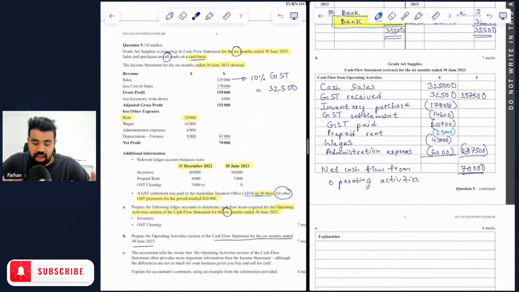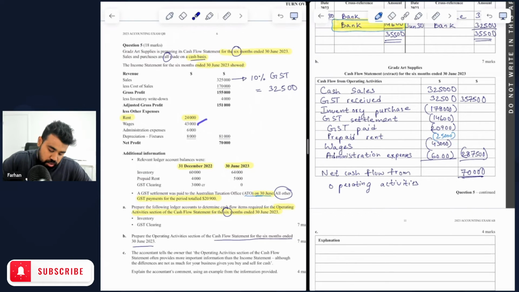Then we have wages, and we have included 43,000 as a negative straight from the expense section of the income statement. This is because we really do not have any accrued wages, so we don't really have to worry about anything. The same thing goes for administration expenses, and that is 6,000 shown as a negative amount. We are not including depreciation because it's a non-cash expense. Depreciation simply refers to the loss in the value of an asset as it gets utilized over its useful life to help the business generate more revenue. So it's a non-cash expense and it has nothing to do with cash inflow or outflow. So we are not including that here.